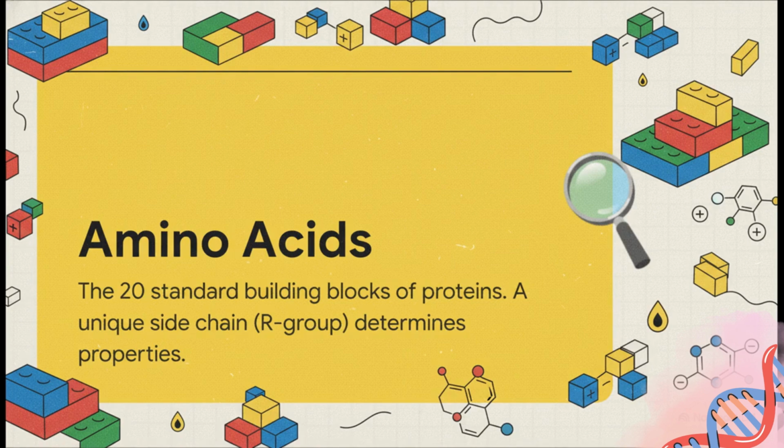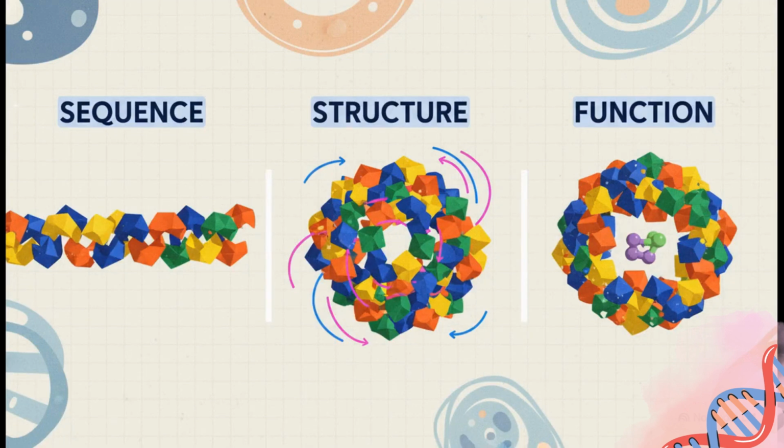Each one has a different shape and a different property based on its unique side chain. Some are small, some are bulky, some are charged, some are oily, you get the idea. And this is the absolute magic of it all.